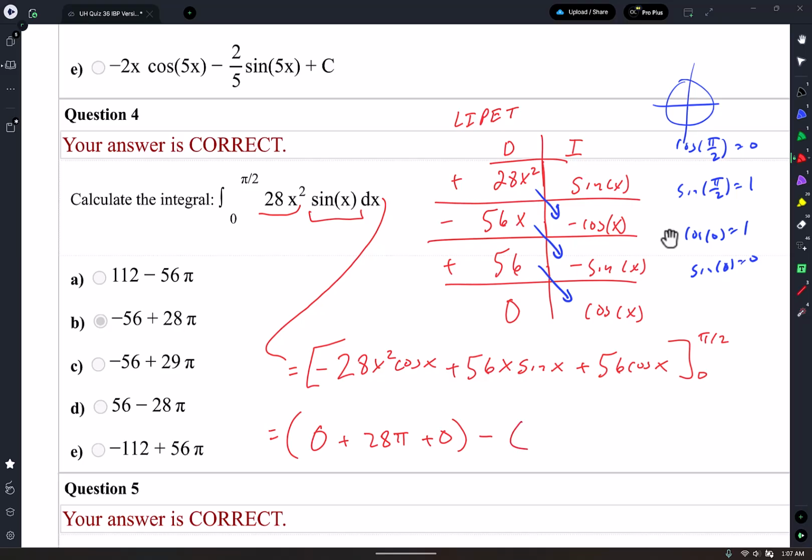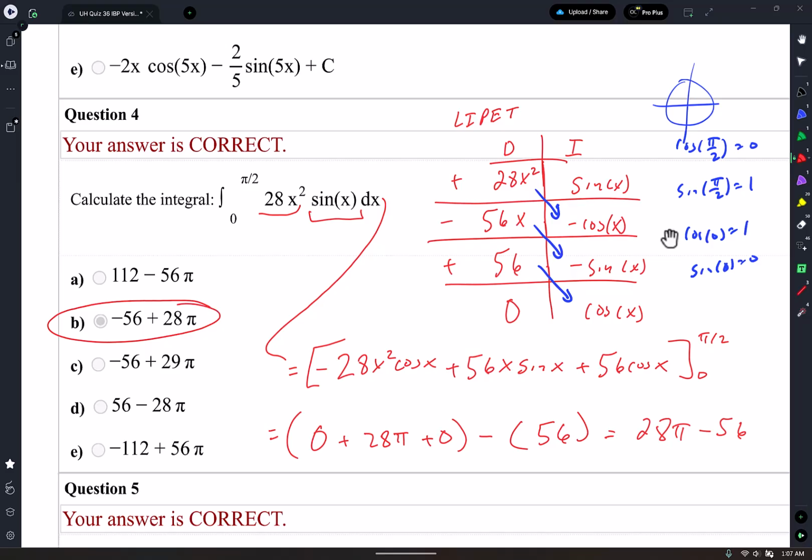And then I got to do lower. That has an x on it. So 0 times cosine, we're done, right? 0 times anything is 0. And so again, here we get 0. And then here we're going to get that 56. So there we go. I guess I didn't need a bracket there. So yeah, that's my answer. It looks like it's 28 pi minus 56.